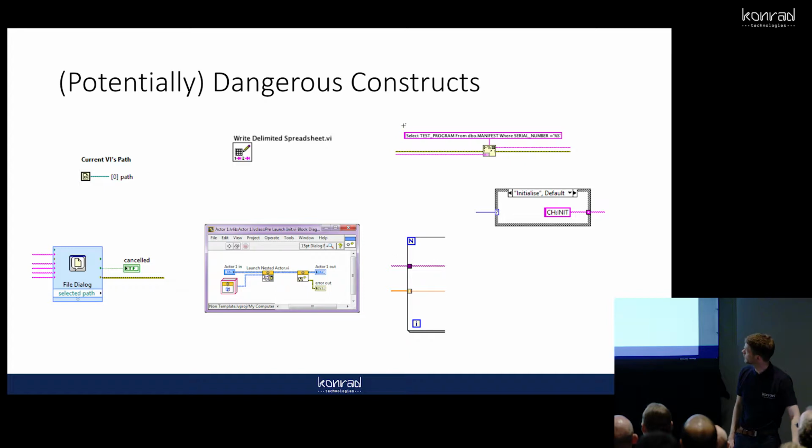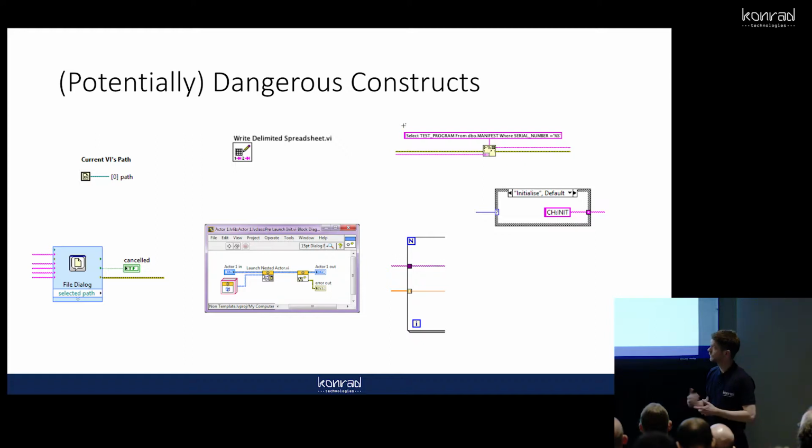So for example, current VI path. It returns the path to the current VI. It's great, it's really useful, except it behaves differently between source and built applications. So the path that it returns might not be the path that you expect when you've built your application into an executable. So it's potentially dangerous. Instead, I would use application directory as an alternative. So it works. You're not going to see a bug immediately while you're working with your LabVIEW source, but you might see a bug when you build your executable. So it's what I would call a dangerous construct.